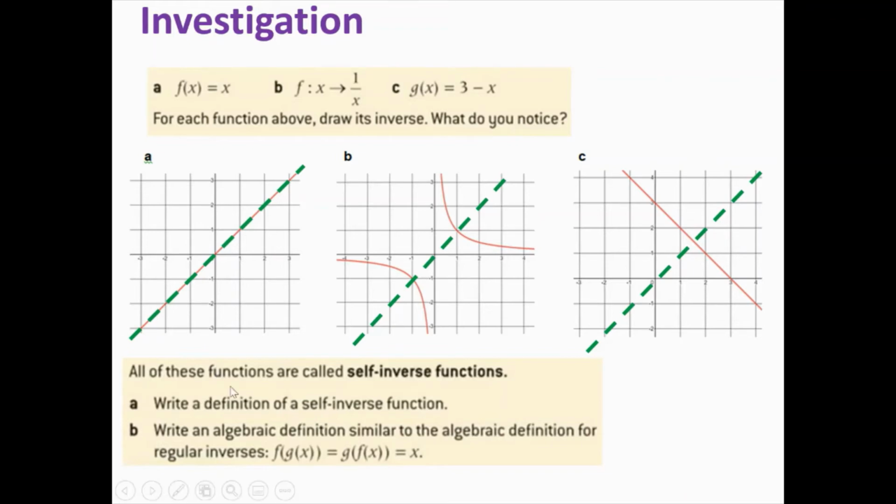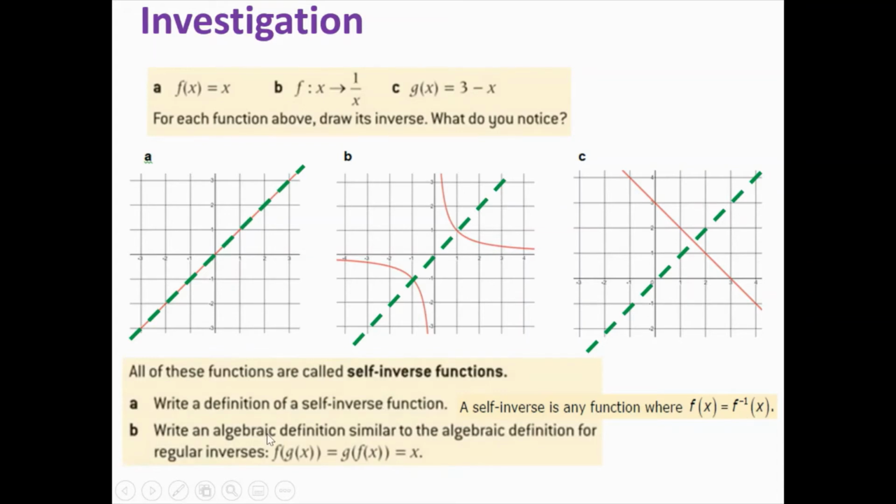I want you to write a definition of self-inverse function. That might be tough to do, but what do you think? Try it out. Okay, here's a definition. A self-inverse is any function where f of x equals the inverse of f of x. That's what we said in words, that these would invert and become themselves. So algebraically, we can say the original function is equal to its inverse.